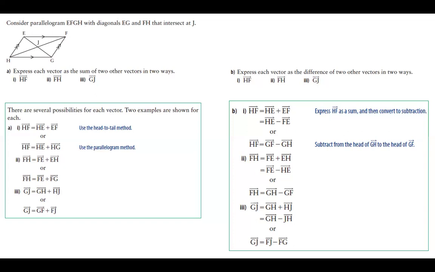Express each vector as a difference of two other vectors in two ways. Okay, question 1. HF can be expressed as HE plus EF, right? And vector EF is actually negative FE. So vector HF can be expressed as vector HE minus vector FE. Or vector HF can also be expressed as vector GF minus vector GH.